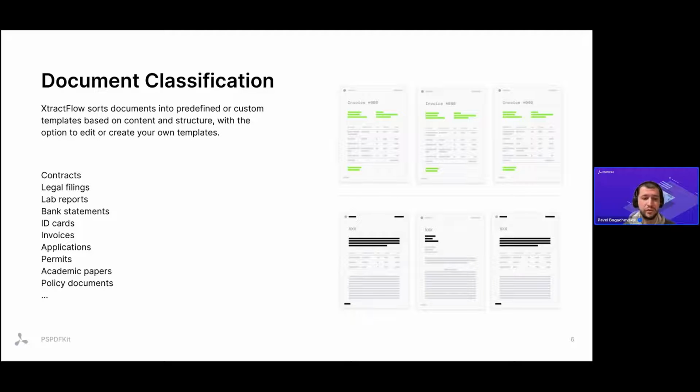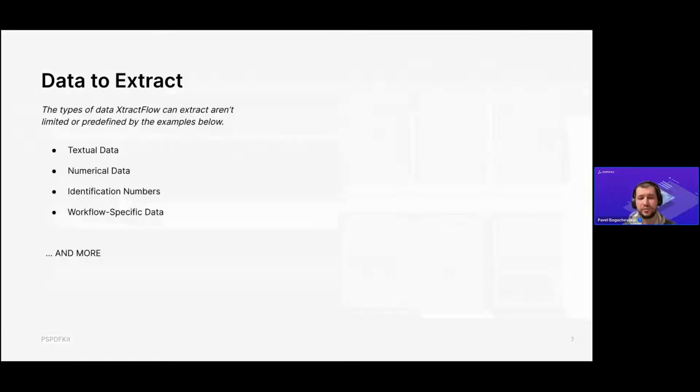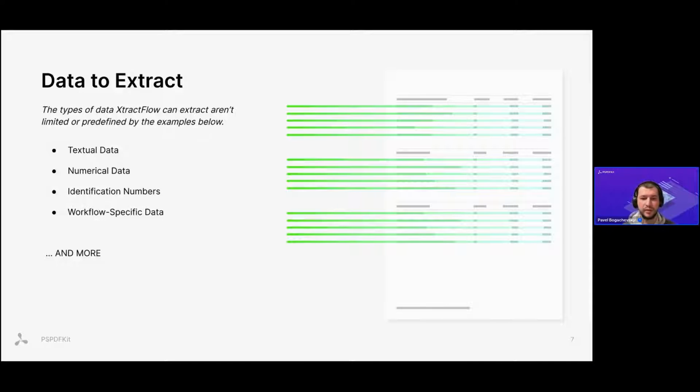For instance, for an invoice, you can specify that you need a customer name and the date of signing. Regarding validation, you can indicate that the name should be text data and the date should be numerical. That's it. XtractFlow will find all invoices regardless of their file format and layout and extract the required information. You can extract textual information, numerical data, ID numbers, workflow-specific information, such as certain legal clauses from contracts. And then you can transfer this data to a destination of your choice, such as Google Spreadsheets or your custom database.